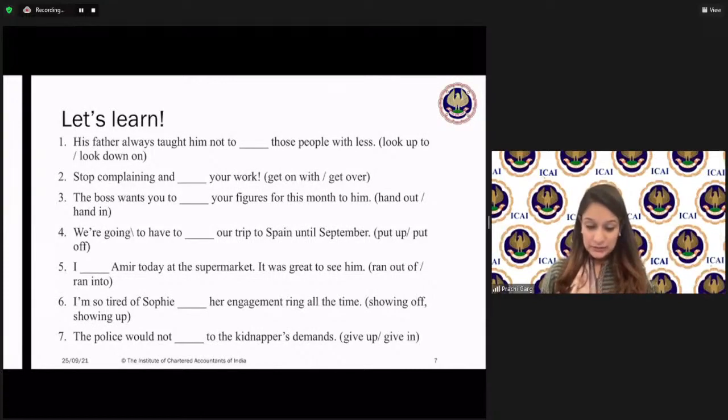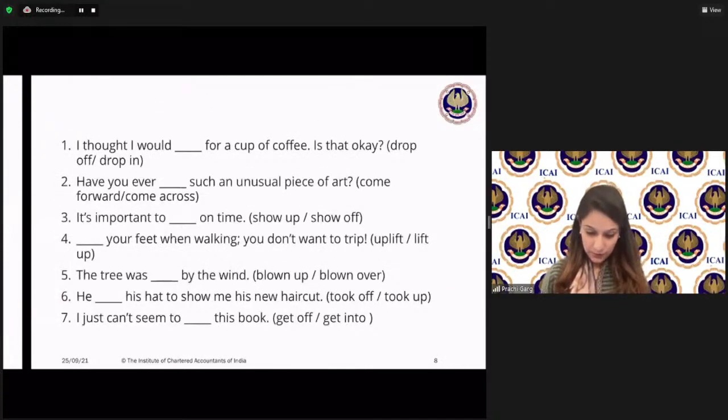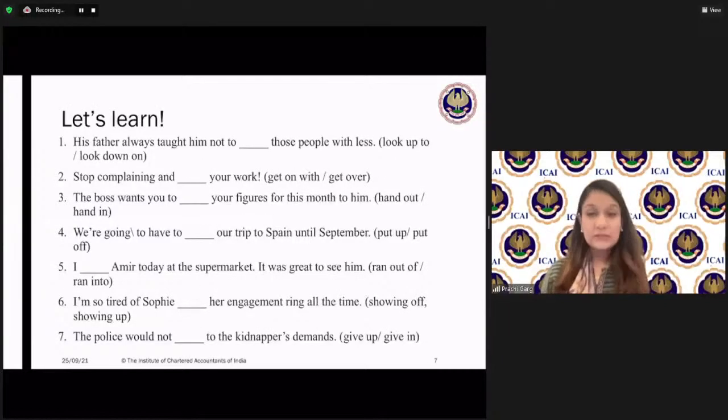So this is a small exercise. There are quite 14 sentences that I have added here. I want you to quickly complete them. The options are given to you for the phrasal verbs. Read the sentence and find the appropriate phrasal verb quickly. Let's do the exercise.